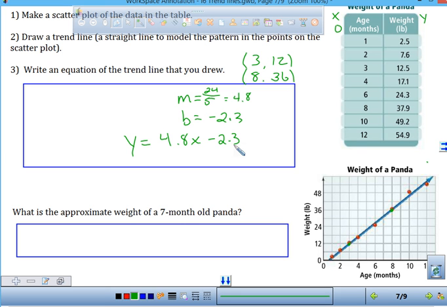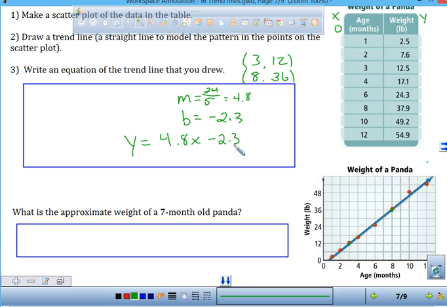Why would I want to make that equation? Say you are taking care of this panda, whether it's in the wild or at the zoo, okay? And why would you want this equation if you're taking care of this panda? How big he will grow. But then you know approximately how much it's supposed to grow every day or something. So approximately how much is it supposed to grow every month? 4.8 pounds per month is what we should expect.